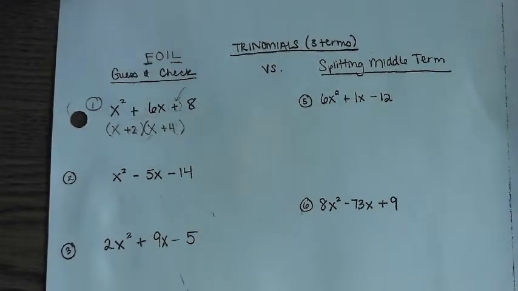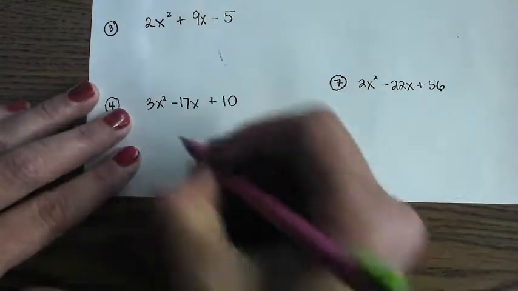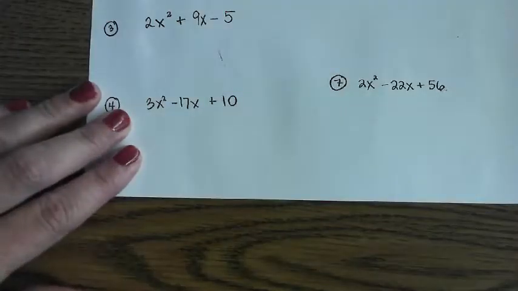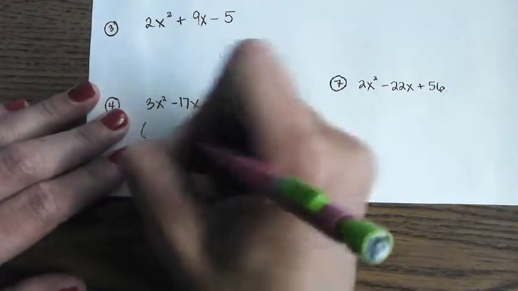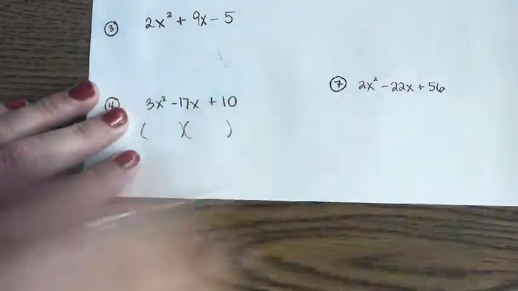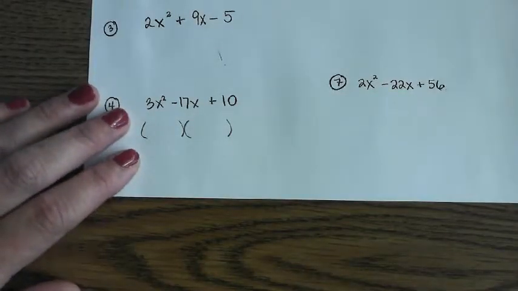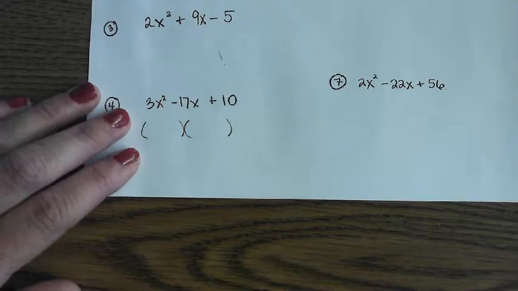Let's jump down to number 4, actually. So, is there a GCF? No, right? So set up your binomial times binomial. 3x squared. What times what gives you 3x squared? You only have one option. There is no guessing involved here. This is the only option. Go ahead, Bo. 3x and x.